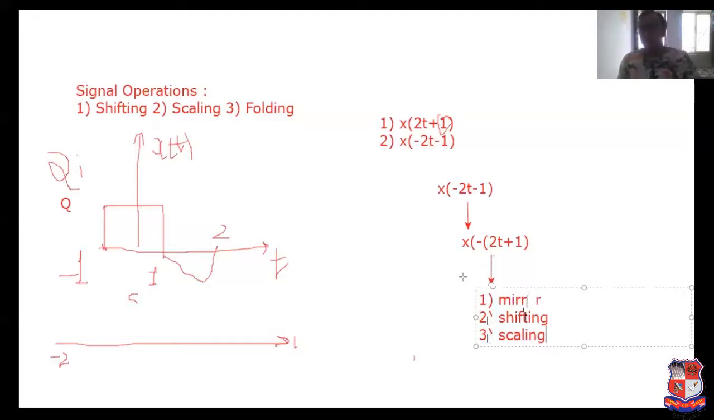So it is known as mirror, shifting, and scaling. Three operations can be required to perform on this particular signal if you want to find x of minus 2t minus 1. So please try to see this example very carefully. Mirror operation. Mirror operation means what?